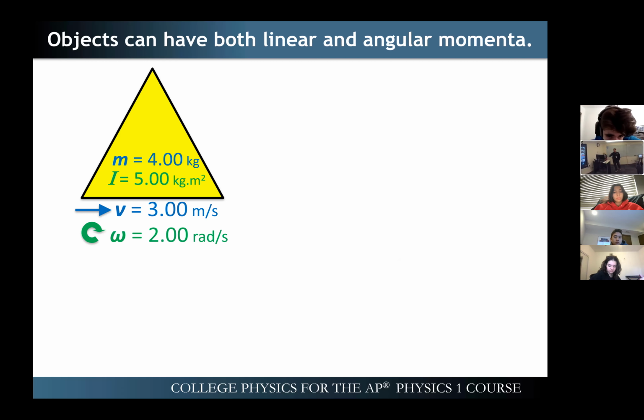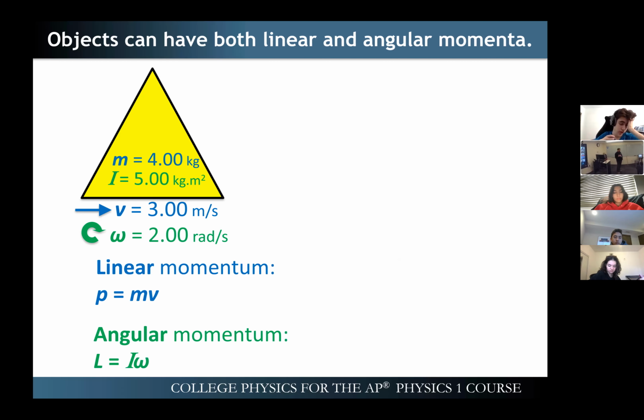It's moving translationally at 3 meters per second and moving rotationally at 2 radians per second. So here's your next new equation. There's 3 new equations today. One we've already seen, L equals I omega. Here's your second one, P equals mv. And I'm not going to explain where P equals mv comes from yet because that's next week. But I'm just introducing it.